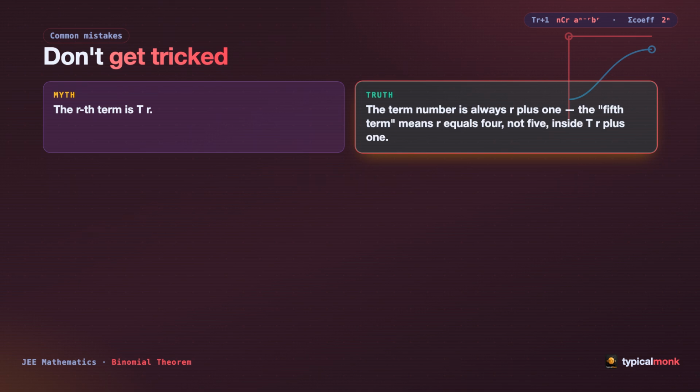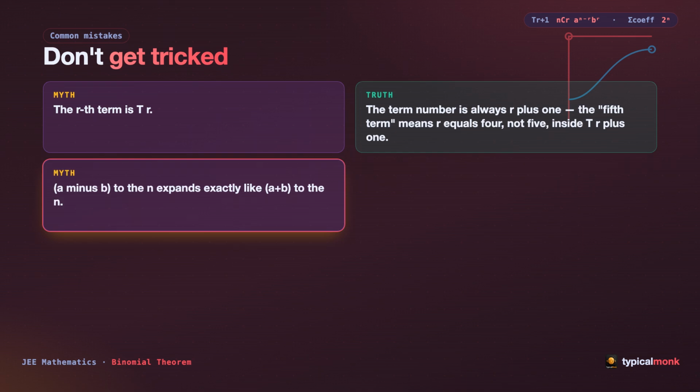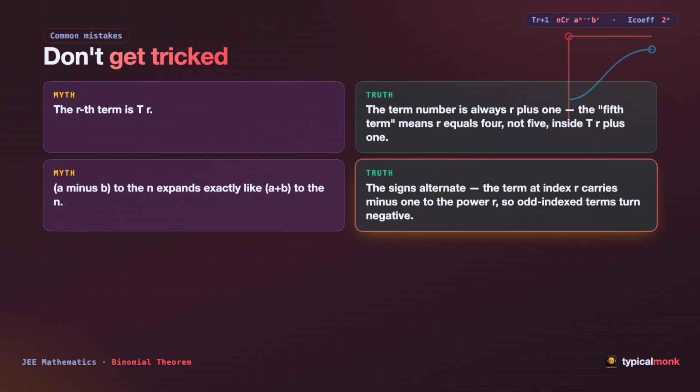Sarah lost marks for exactly this in her first attempt. Myth 2. (a minus b) raised to the n expands exactly like (a plus b) raised to the n, just with a minus sign carried along loosely. The truth. The sign genuinely alternates term by term. The factor is minus 1 raised to the power r, so even r terms stay positive and odd r terms flip negative. You cannot just wave the sign through without tracking r.